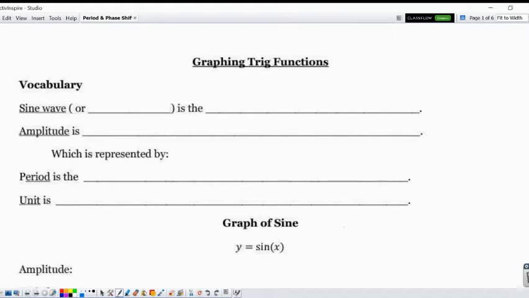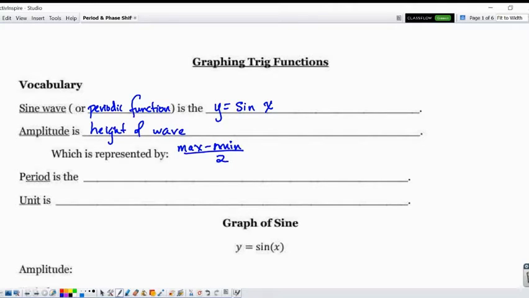Our sine wave, or periodic function, is simply the graph of y equals sine x. And we already looked at the amplitude in a previous lesson. The amplitude is just the height of the wave. And we know we can calculate the amplitude by taking the max, subtracting the min value, and dividing by 2.